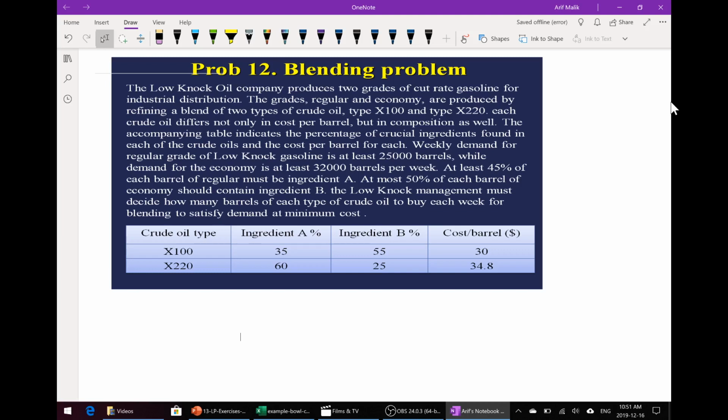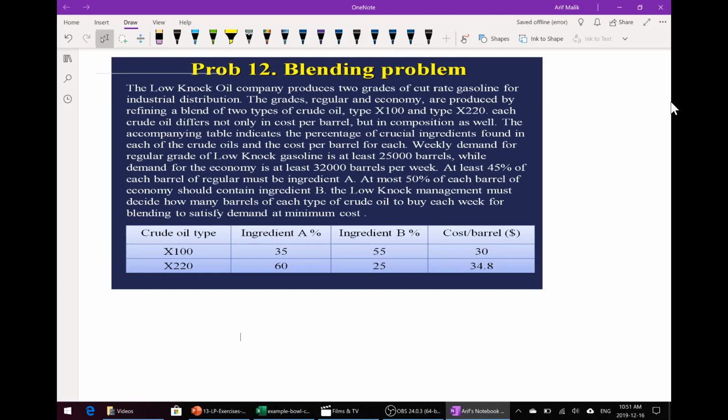Weekly demand for regular grade of Low NOx gasoline is at least 25,000 barrels, while demand for the economy is at least 32,000 barrels per week. At least 45% of each barrel of regular must be ingredient A, and at most 50% of each barrel of economy should contain ingredient B. The Low NOx management must decide how many barrels of each type of crude oil to buy each week for blending to satisfy demand at minimum cost.